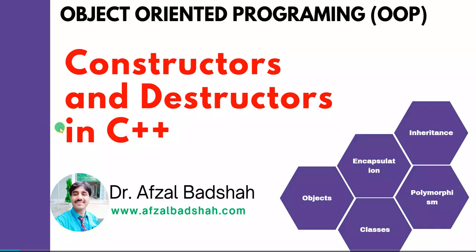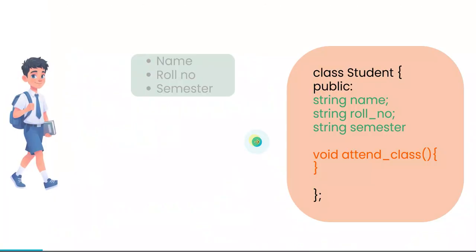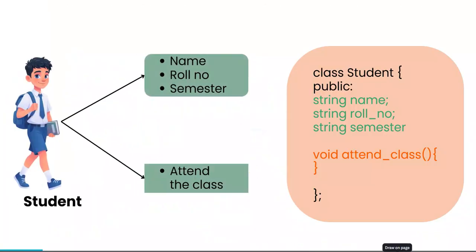Today we will go further toward the constant data members. But before starting constant data members, we should revise the constructor and destructor, which we discussed in our last lecture. In the constructor, we observe one problem.